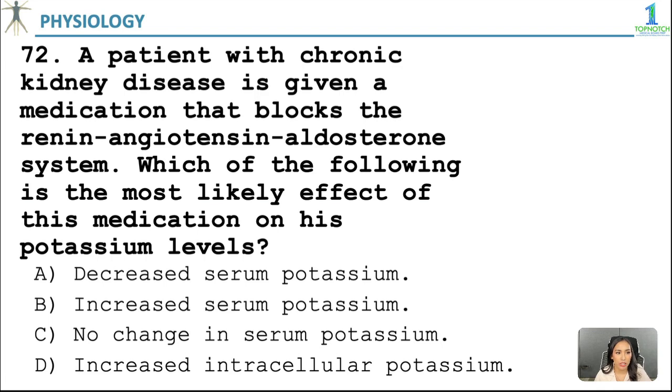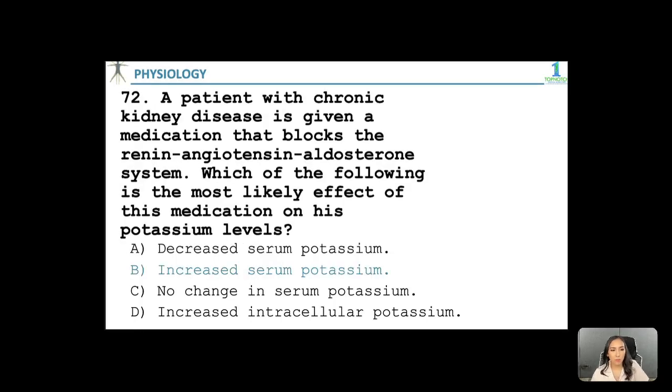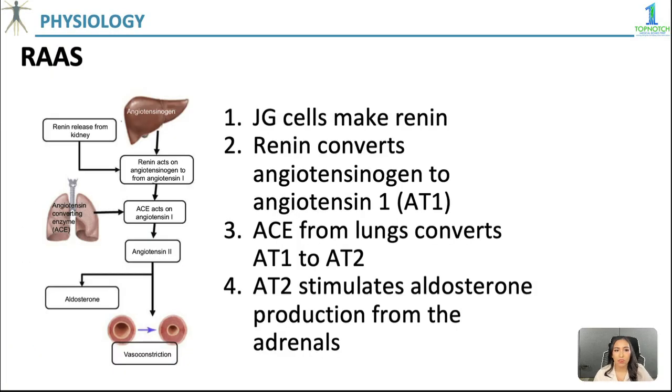A patient with chronic kidney disease is given a medication that blocks the RAAS. Which of the following is the most likely effect of this medication on his potassium levels? The correct answer is B, increased serum potassium. Let's look at the RAAS system. First step, juxtaglomerular cells make renin. And then number 2, renin converts angiotensinogen to angiotensin 1 or AT1. Number 3, ACE from the lungs converts AT1 to AT2. And number 4, AT2 stimulates aldosterone production from the adrenals.